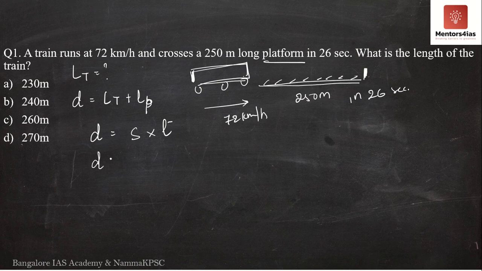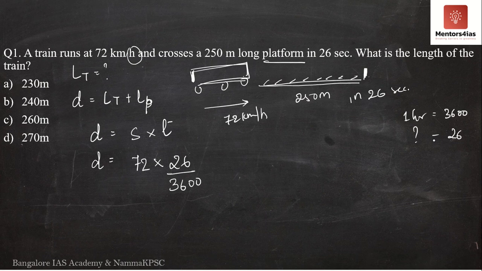So first let me solve for D, that is distance. What is the speed over here? Speed is 72 kilometers per hour. What is the time taken to cross the entire platform? 26 seconds. Now, since speed is in terms of hours, I'll have to convert time, that is in seconds, into hours. How can I do that? I'll have to divide 26 by 3600. See, 1 hour is equal to 3600 seconds. Then how many hours is equal to 26 seconds? Nothing but 26 into 1 divided by 3600.